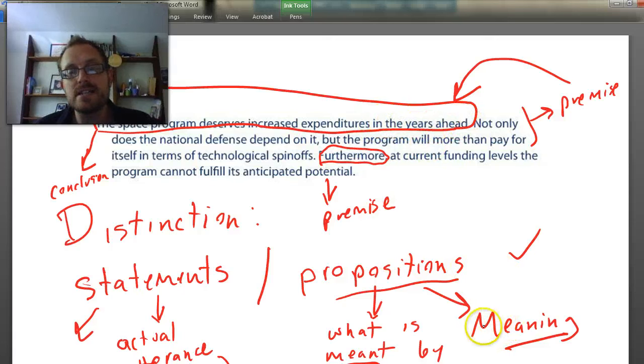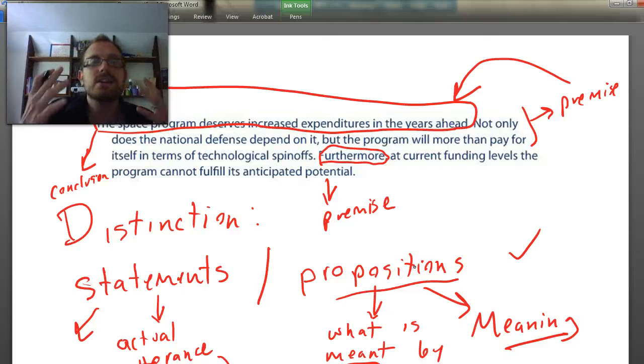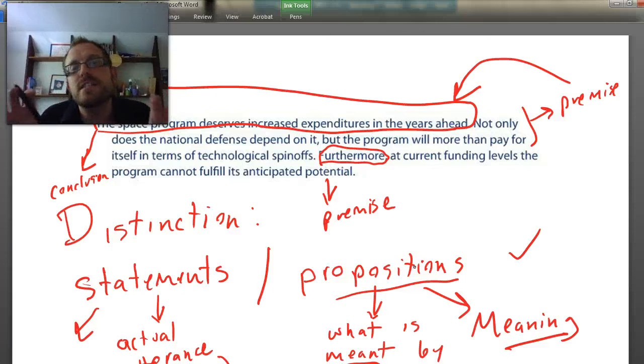But the meaning is not the same as that, right? Or it doesn't have to be that way. Because think, I could actually say that same thing differently. I could say, for instance, NASA needs a greater budget. Or no, I guess let me say this. NASA deserves to spend more money in the future, right? That NASA needs to spend more money in the future means the space program deserves increased expenditures in the years ahead, right? So I can have two different statements that are actually the same proposition.